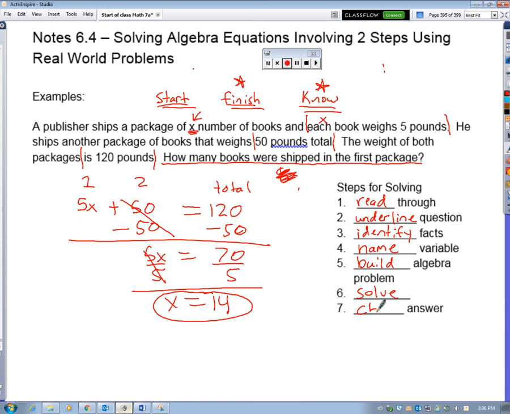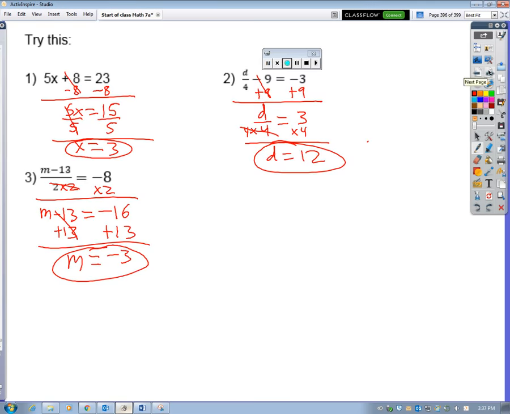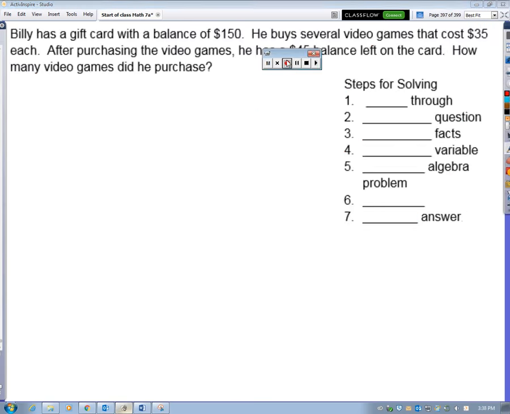We can check our answer. Alright, you can put 14 in here for x. 5 times 14 is 70, plus 50 gets you 120. So we know we got that answer correct. Alright, let's take a look at another example that we have here. Alright, there's the page I'm looking for. Okay, our next example. Let's go through the steps here.